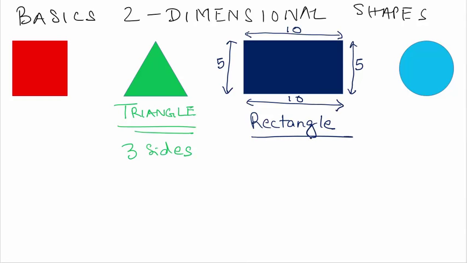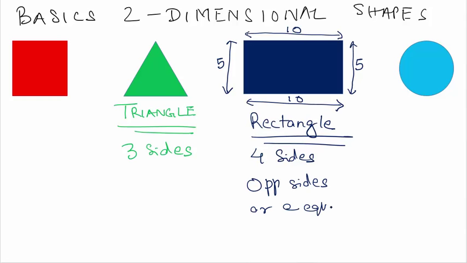right? So a rectangle has four sides and its opposite sides are equal, right? Great. So after seeing the rectangle, now you can also see another figure here which also has four sides, but it has a slight change in property.